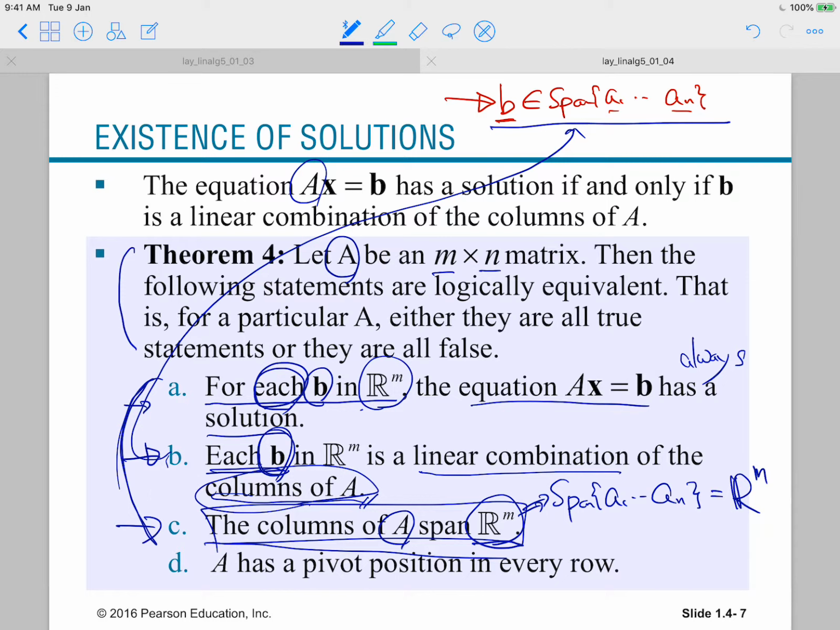Okay, and now probably the most important part is the fourth item, which is saying that A has a pivot position in every row. If we satisfy this condition, then that's when we say the solution always exists for any given B, or regardless of B, we can guarantee that the solution exists.